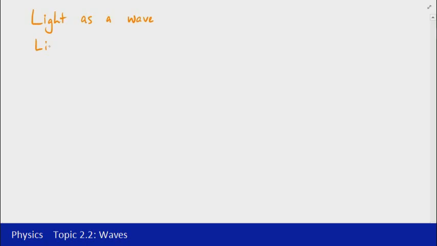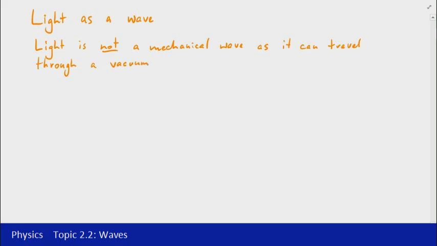First thing to make note about light, though, is that it's not a mechanical wave. So if you recall, mechanical waves need a medium to travel through. Light is not a mechanical wave, as it can travel through a vacuum. So there's no particles that it needs to travel through. It can travel through matter, so air and water, for example, but it doesn't require matter to travel. That's because it is an electromagnetic wave. And we'll have a look in a bit more detail in the next video at what that means and why that's important.